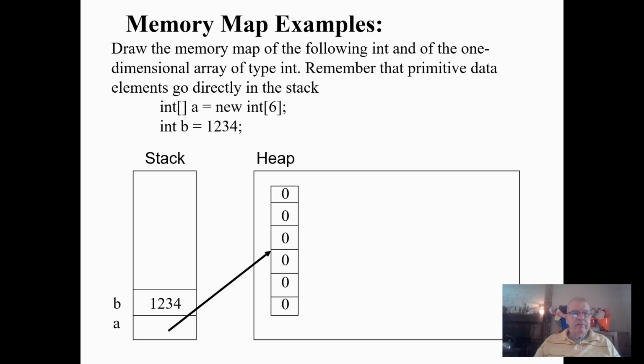Then next, this primitive b, which is set to 1, 2, 3, 4, is put on the stack. A and B are both outside the heap. The primitive is in the stack. A's value is the memory address, which is represented by an arrow.